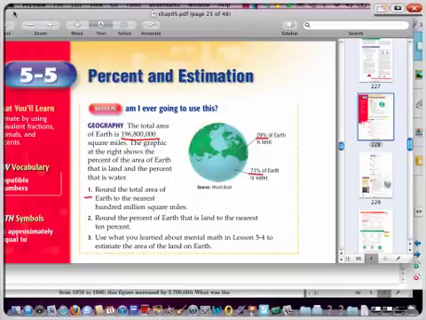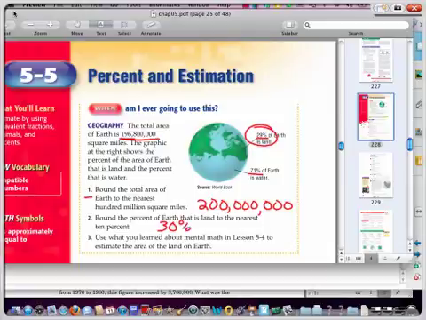First of all, let's round off this number for the Earth, and let's do it to the nearest 100 million. So it's 196 million, and let's round that off to 200 million. That'll be an easier number to work with because it's so much simpler to figure out. Number 2 says round the percent of the earth that's land to the nearest 10%. So we've got 29. 29 is a little hard to work with, so nearest 10%, we'll say 30%.